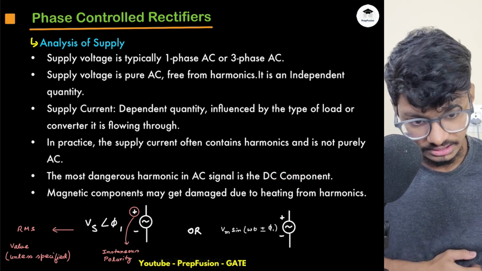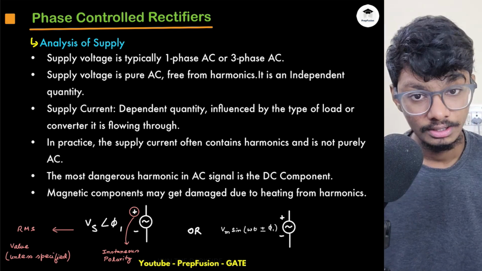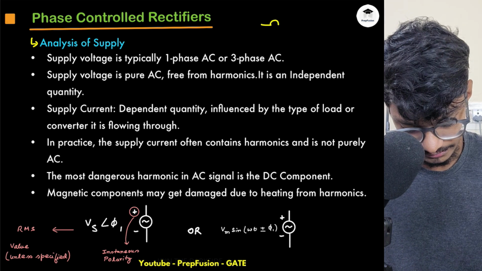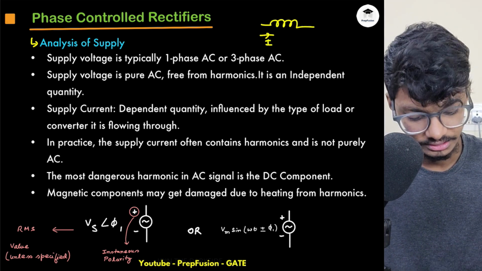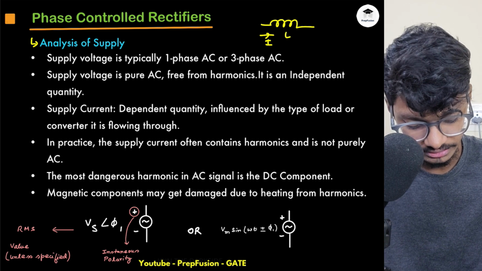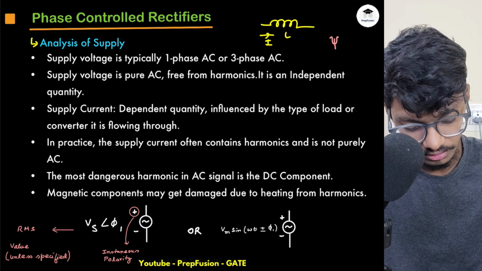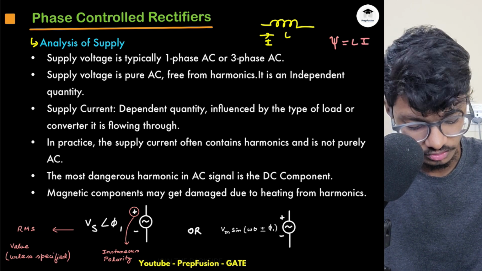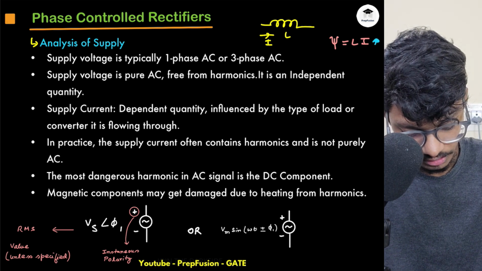Magnetic components may get damaged due to heating from harmonics. Let's take an inductor here, and a current I is flowing, and it's a constant current. With an inductor, we relate the flux: flux psi equals L times i. L is constant and I is also constant. If I is very high, our flux will be very high.